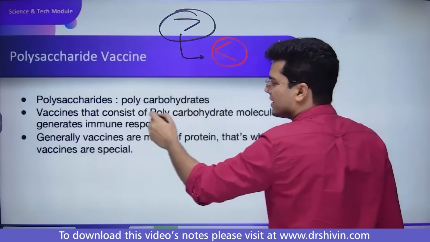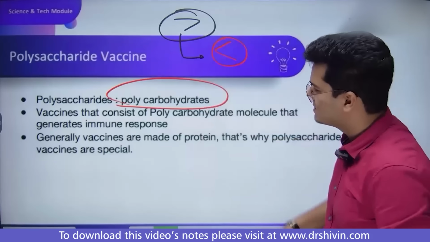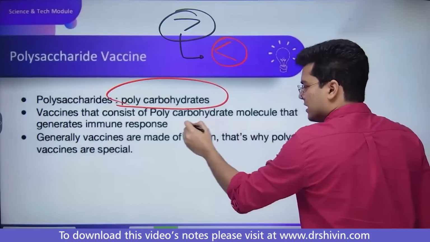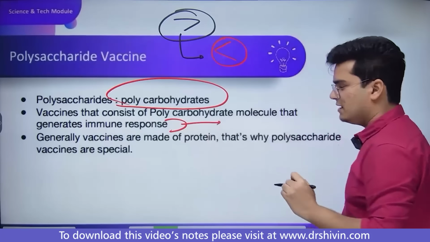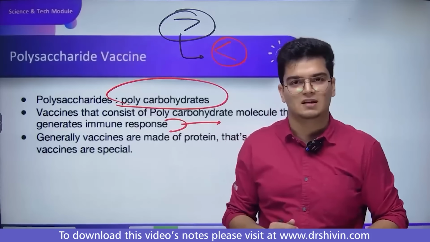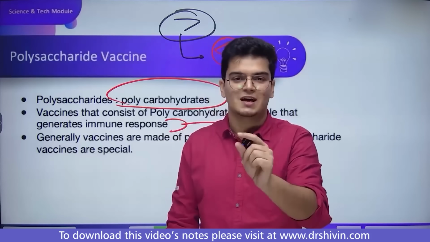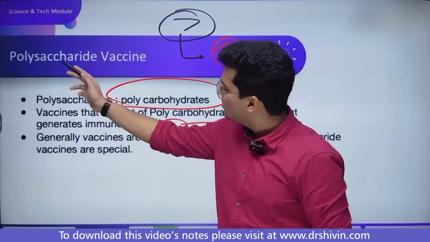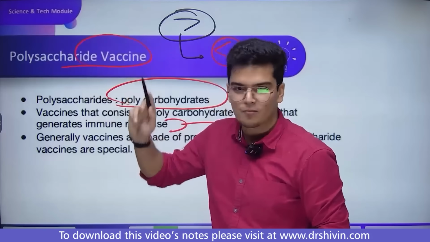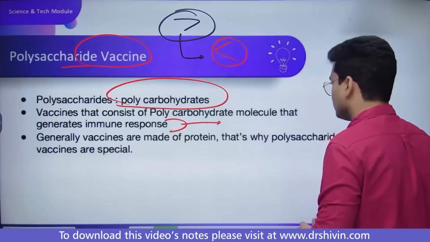Now polysaccharide vaccines are polycarbohydrates. They are carbohydrate based. They generate immune response. Mostly it is weak, sometimes it can be strong. But why are polysaccharide vaccines special? Polysaccharide vaccines are special because most vaccines have protein antigens. Only polysaccharide vaccines have carbohydrate antigen. So they are a special type.